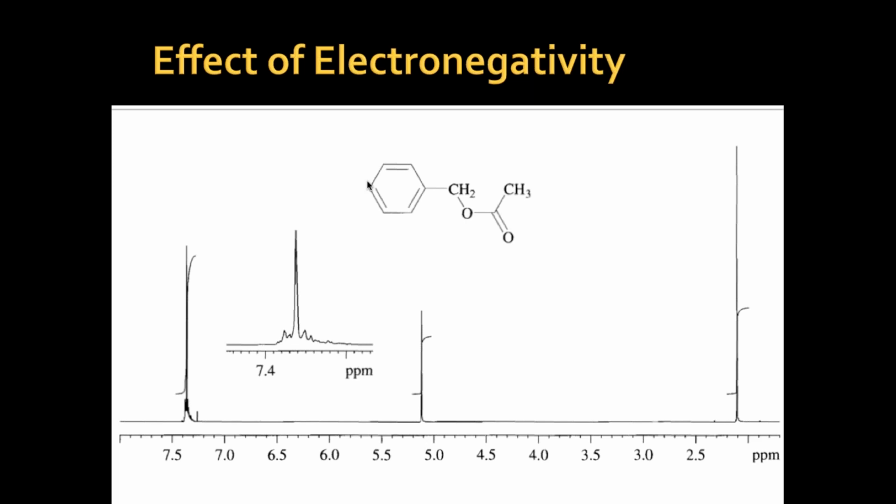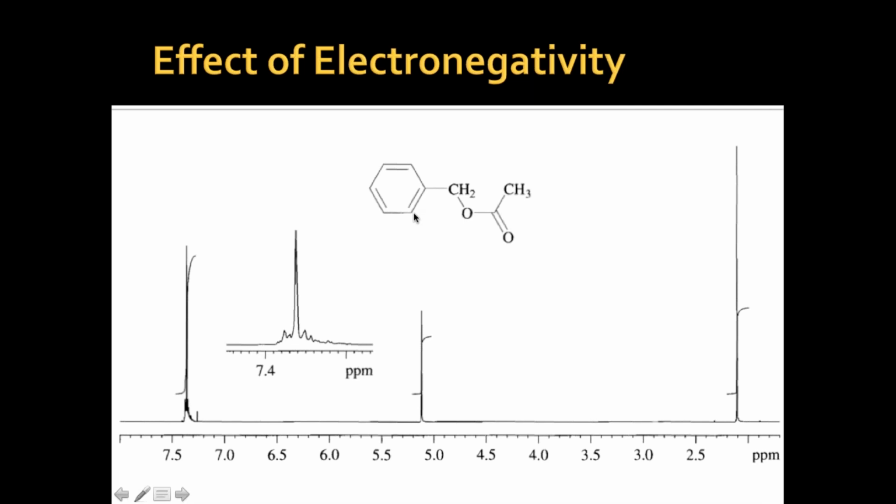So protons of the aromatic region show up around 6 to 9 ppm. The aliphatic region shows up from 0 to 6 ppm. Remember this: all the aliphatic 0 to 6 ppm, all the aromatic 6 to 9 ppm. So here the aromatic is around 7.4.